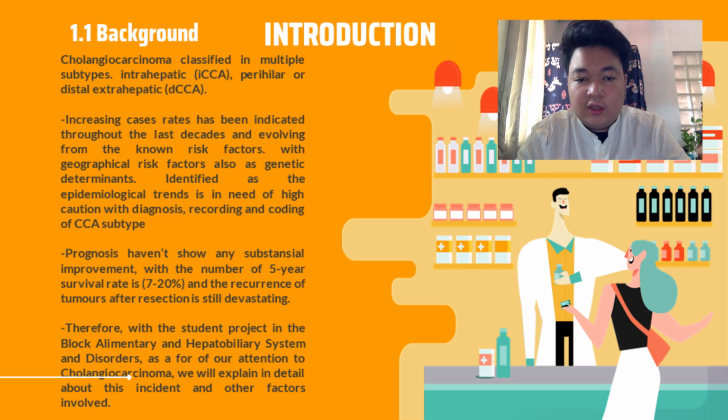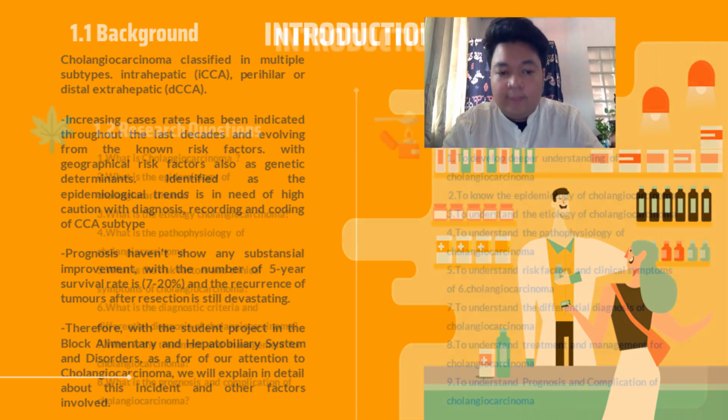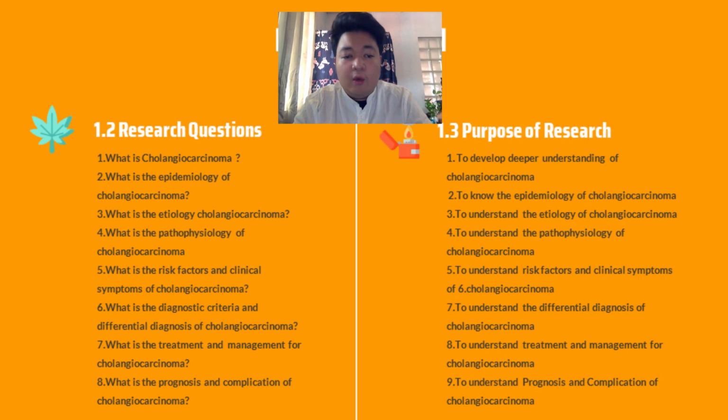Therefore, with this new project in the block Alimentary and Hepatobiliary System and Disorders, we will explain in detail about this incidence and other factors involved. The research questions for this paper are: what is cholangiocarcinoma? What is the epidemiology of CCA? What is the etiology of CCA? What is the pathophysiology of CCA? What are the risk factors and clinical symptoms of CCA? What are the diagnosis criteria and differential diagnosis of CCA? What are the treatment and management, prognosis and complications of CCA?